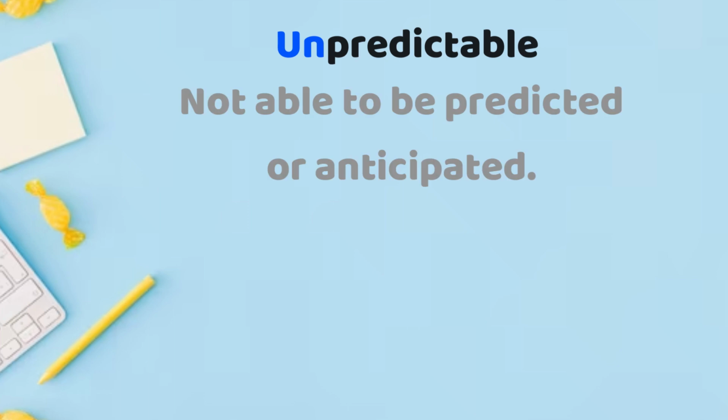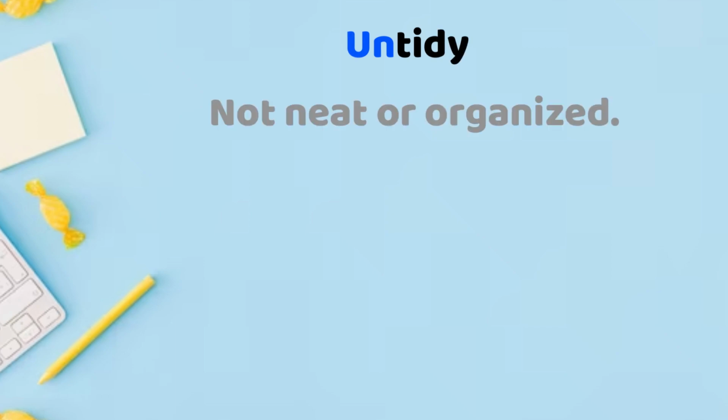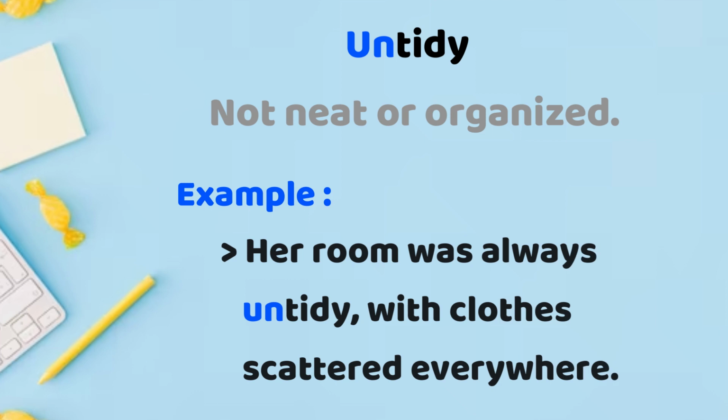Unpredictable. Not able to be predicted or anticipated. Example: the weather in this region is highly unpredictable. Untidy. Not neat or organized. Example: her room was always untidy, with clothes scattered everywhere.